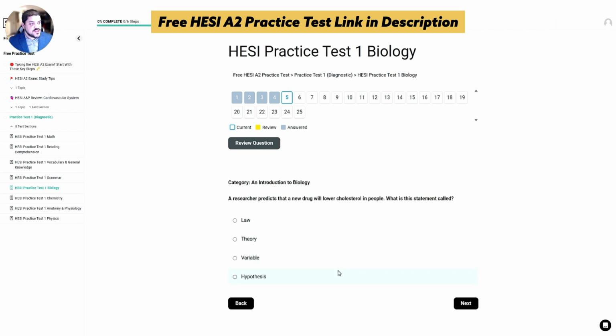So, next question. A researcher predicts that a new drug will lower cholesterol in people. What is this statement called? Law, theory, variable, or hypothesis?